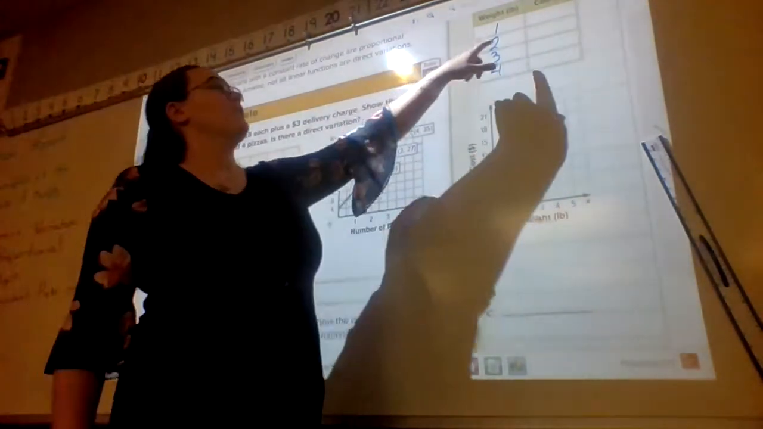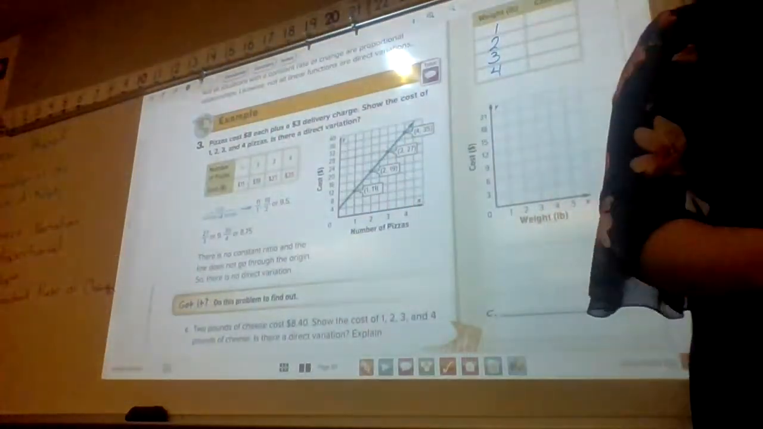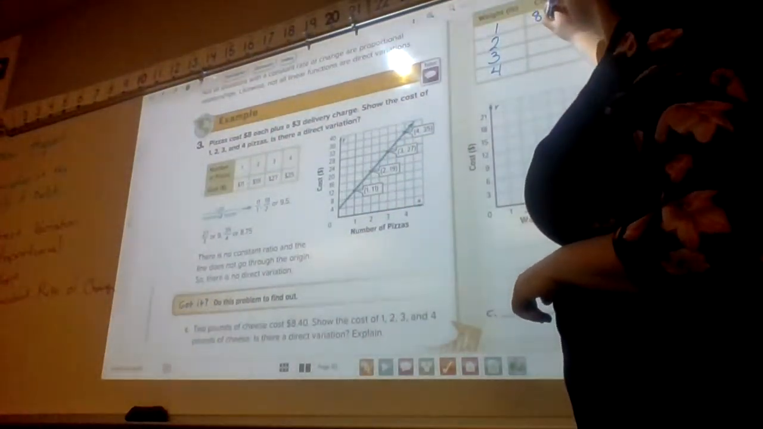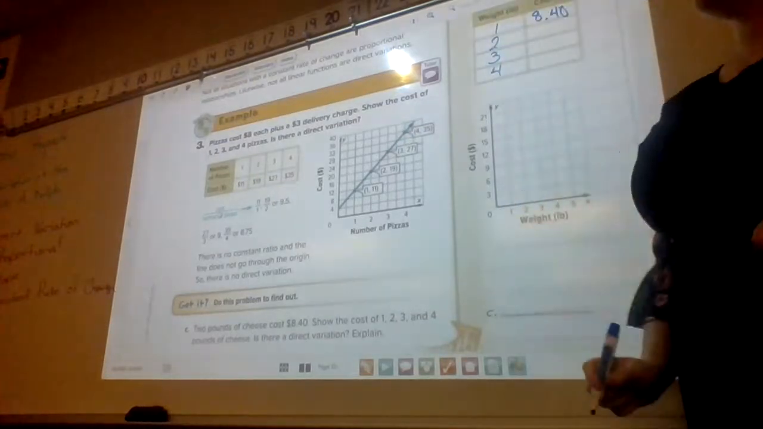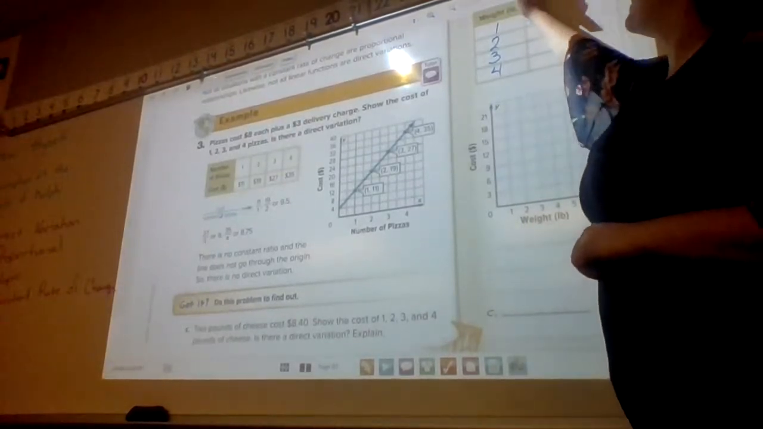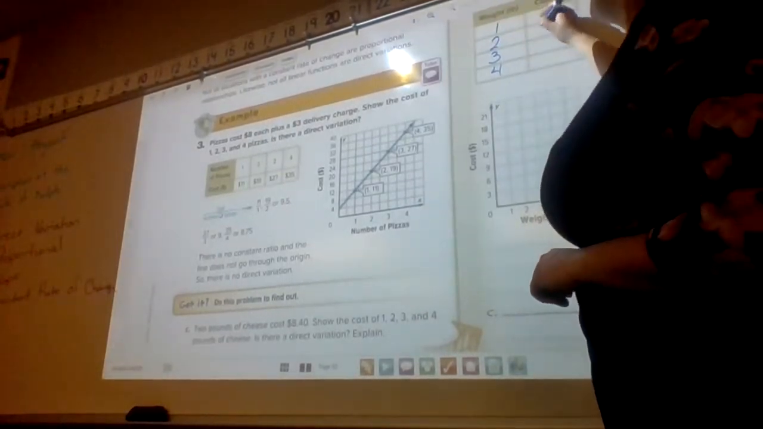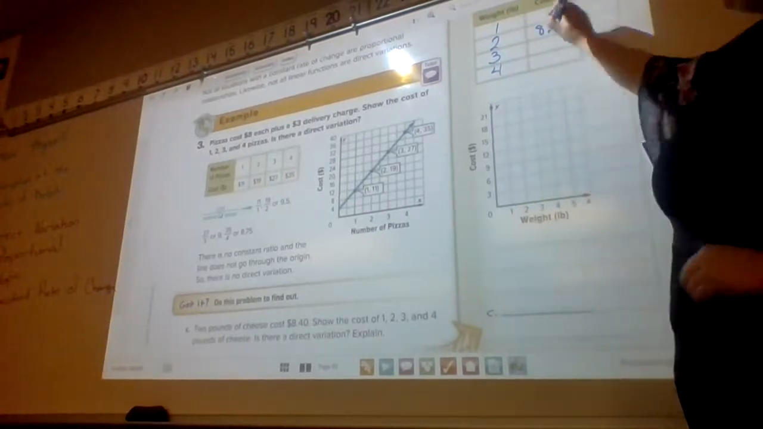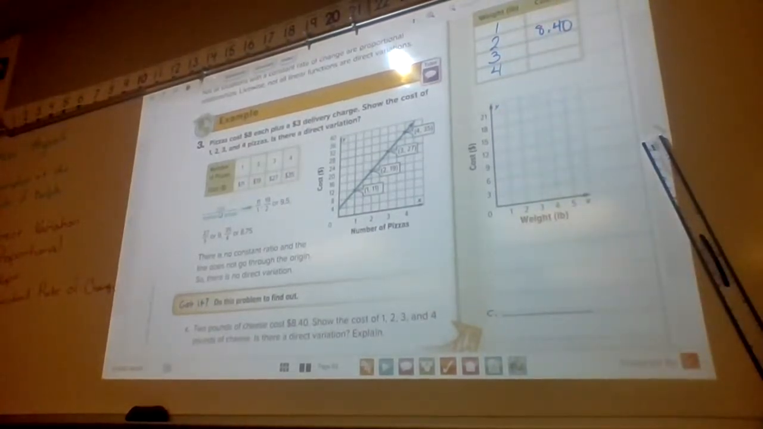How much does it cost for 1 pound? How do you guys know? That's 2 pounds. So we got to fix that. Good catch. Because it says 2 pounds of cheese is $8.40. So what would 1 pound be? How do you get $4.20? Perfect.